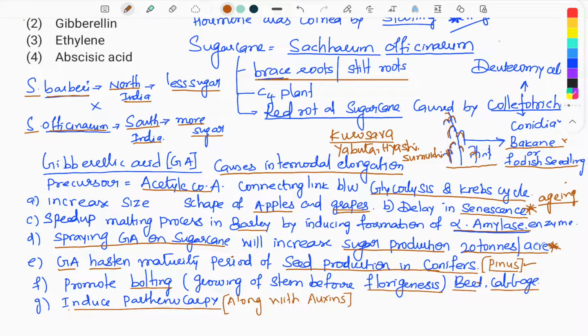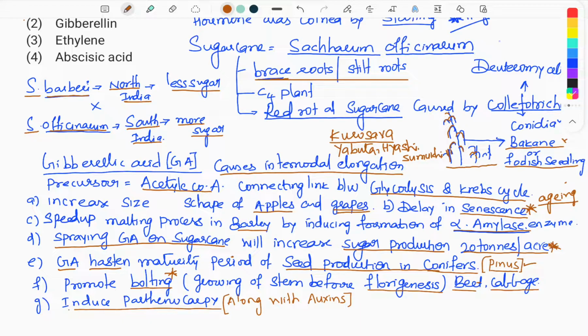And gibberellic acid also promotes bolting. What is bolting? It is the growing of the internodes, the growing of the stem before flowering. We know that every plant has two phases, the vegetative phase and the reproductive phase. Generally, the vegetative phase is followed by the reproductive phase. During the vegetative phase, the plant remains very short, normal. But when the plant completes the vegetative phase, before entering the reproductive phase, the plant grows suddenly. Its aerial parts like internodes and stem grow very long, and that is called bolting.